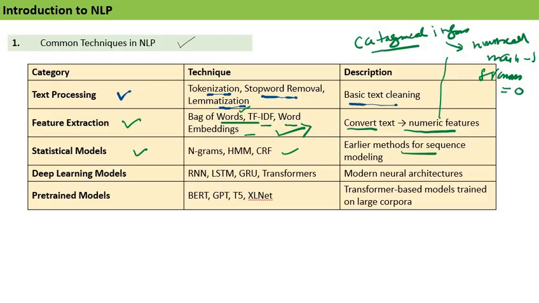These are the methods for sequence modeling. Next are the deep models. There are different deep models. We already know RNN, LSTM, GRU, and the transformer. These are neural network architecture models, and then the pretrained models, which we will see in later lectures: BERT, GPT, T5, that is the text-to-text transformer, XLNet. These are the transformer or LLM-based models for training on large corpora of data.